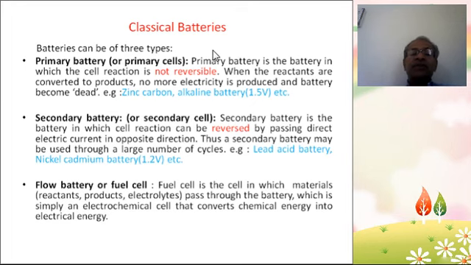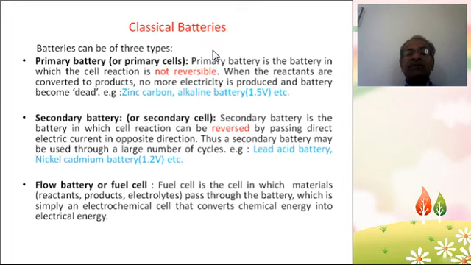As far as the classification of batteries is concerned, there are three different types of batteries. The first one is the primary battery, which is also known as the primary cells. Second one is the secondary battery, which is also known as the secondary cell. And the third one is the flow battery, which is also known as the fuel cell. Let us focus on these batteries one by one here.